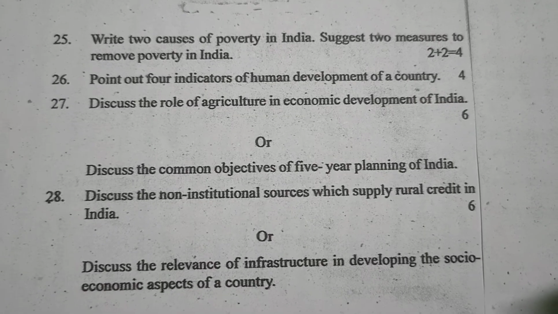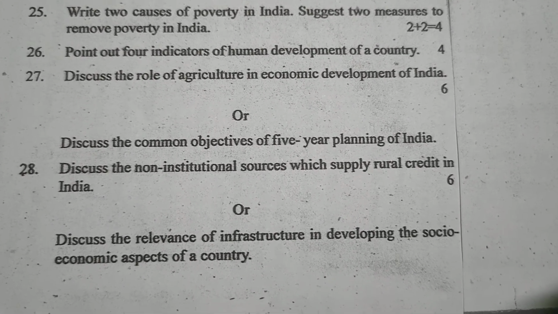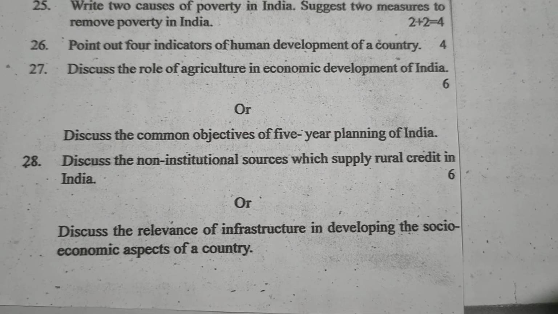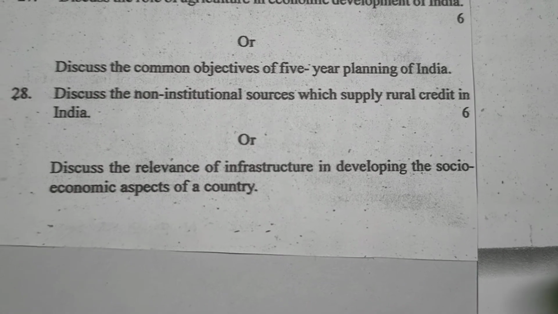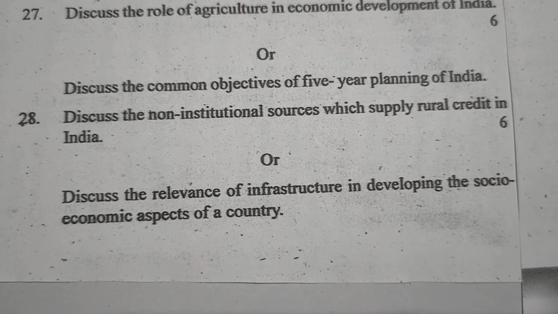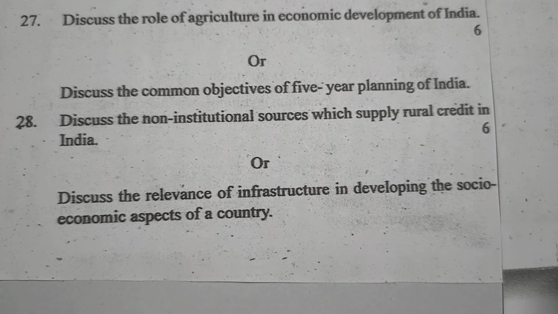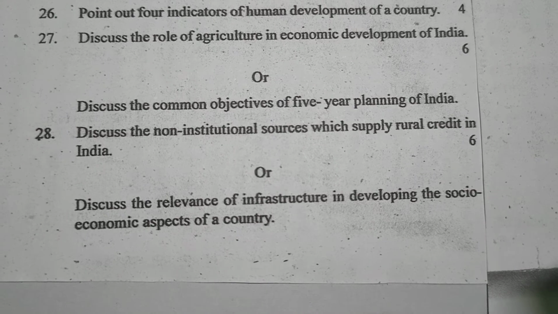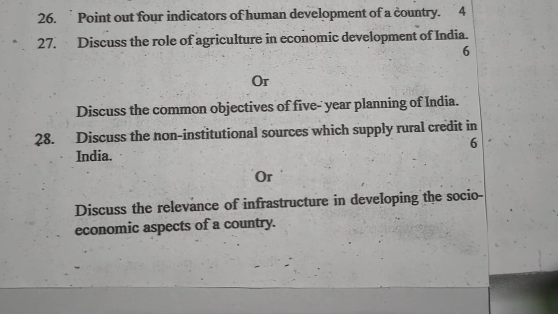Number 25. Write two causes of poverty in India. Suggest two measures to remove poverty in India. 26. Point out four in... Discuss the relevance of infrastructure in developing the socio-economic aspect of a country.